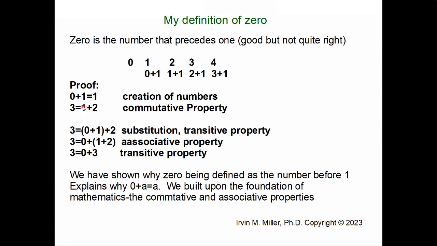Now, if we take the 1 and replace it by 0 plus 1, we get 0 plus 1 plus 2 is equal to 3. If we now reassociate our numbers, so instead of adding 1 to the 0, we add 1 to the 2 first, then 1 plus 2 can be replaced by 3, and we get 3 is equal to 0 plus 3. So without saying anything about 0 being nothing, we have shown that with the assumption that 0 is the number before 1, we get the same results.